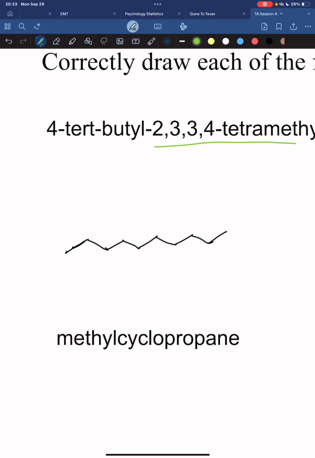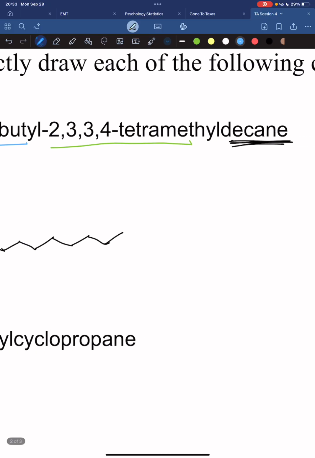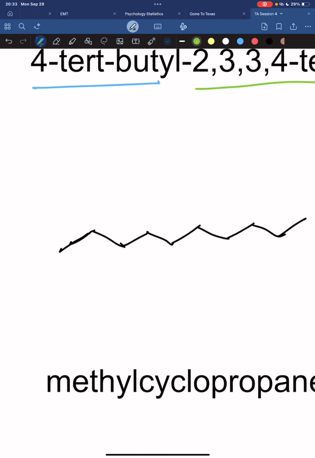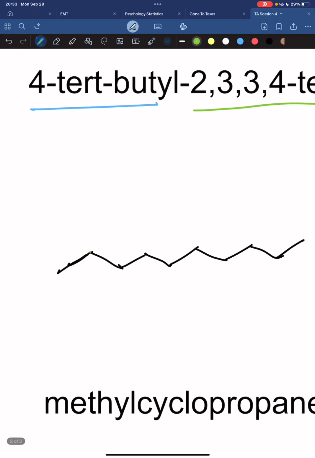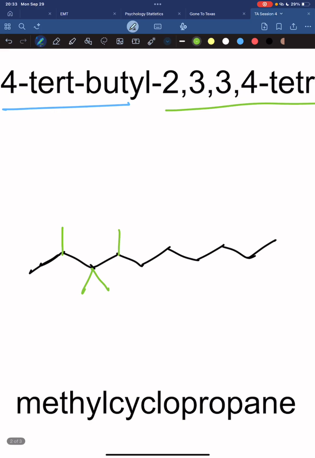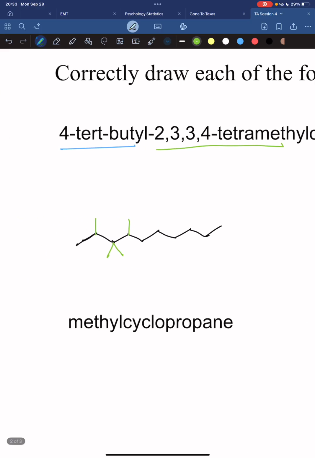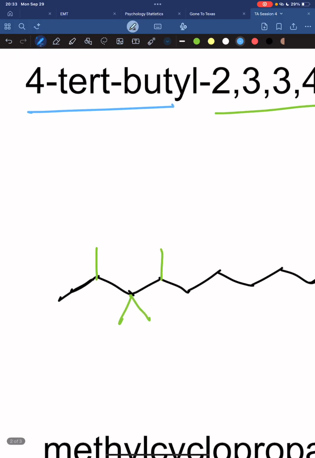So I'm just going to write all of my methyls in green and my tert-butyl in blue. So let's do all of our methyls. I'm just going to start from this side. This is carbon 1. So we have a methyl at carbon 2, and then 2 methyls at carbon 3, and finally our last methyl at carbon 4, tetramethyl. All right, so those are our methyls. And then at another carbon 4, we have tert-butyl. And that is a tert-butyl group.